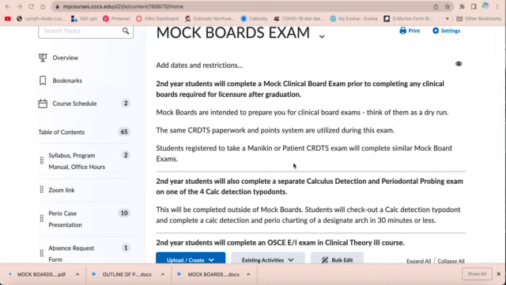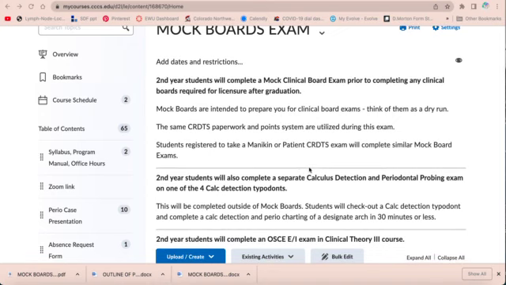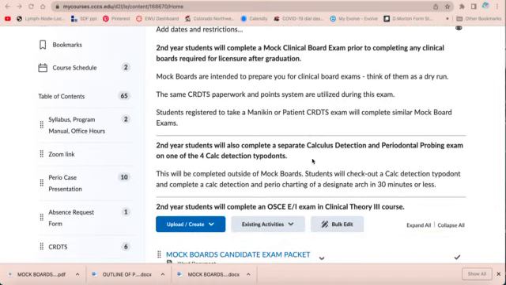We will be using the same credits paperwork and point system during this mock board as you will be utilizing during your credits exam. Whether you are registered to take a mannequin or a patient-based exam, you will complete the same mock board exam with one variation between the two, and I will tell you what that is when we get into the paperwork.